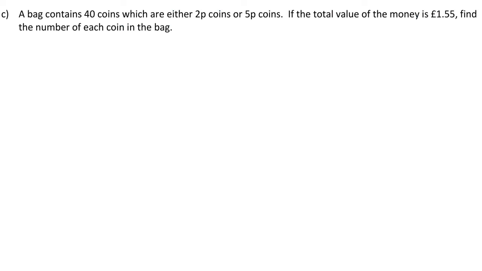Example C: a bag contains 40 coins, which are either 2p coins or 5p coins. If the value of the money is £1.55, find the number of each coin in the bag. So I'm going to let the number of 2p coins equal A, and 5p coins equal B.